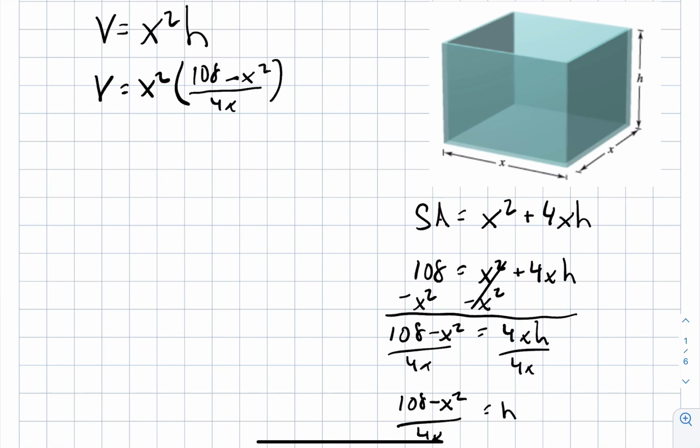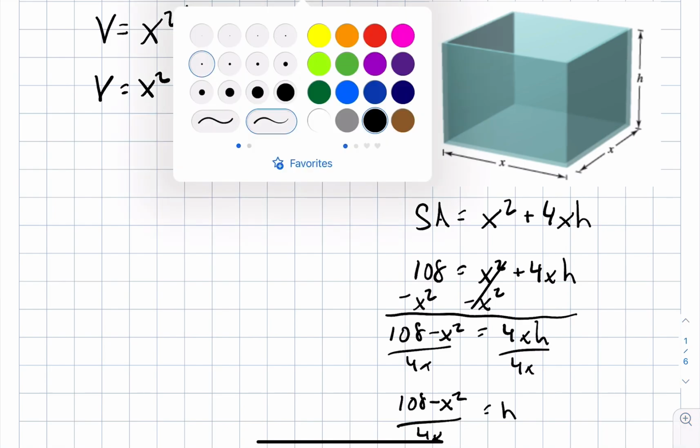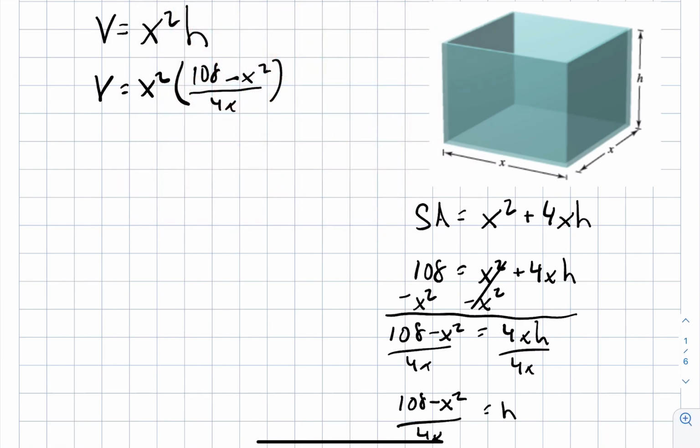And we'll see if we can clean this up a little bit. And I'm seeing here that we have x squared here and 4x down below. So we can just say this is now x to the first power and then just get rid of that x, okay? And then clean it up a little bit more.